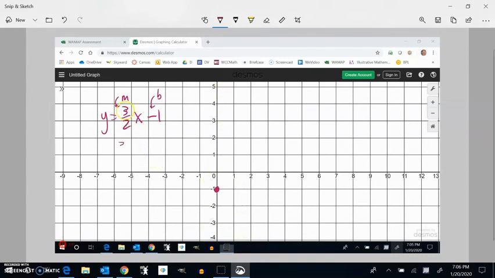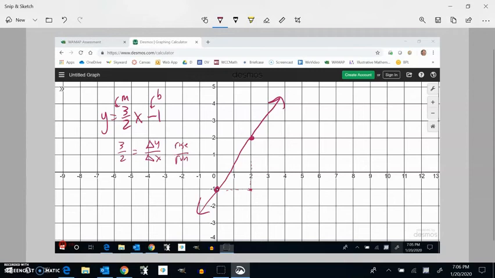Slope is change in y over change in x, or rise over run. So that means I go over 2 and up 3. So from this point, I'm going to go over 2, 1, 2, and up 3. I'm counting the segments, not the point. So 1, 2, 3. There would be a graph of that line right there.